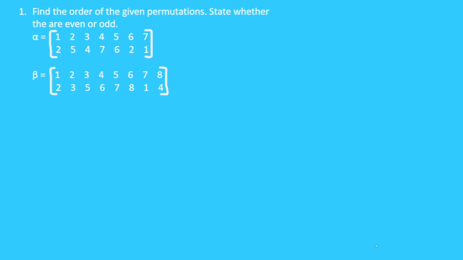For the first problem we are asked to find the order of the given permutations and we need to state whether they are even or odd. We have alpha and beta, those two permutations. So let's see if we can work this problem.